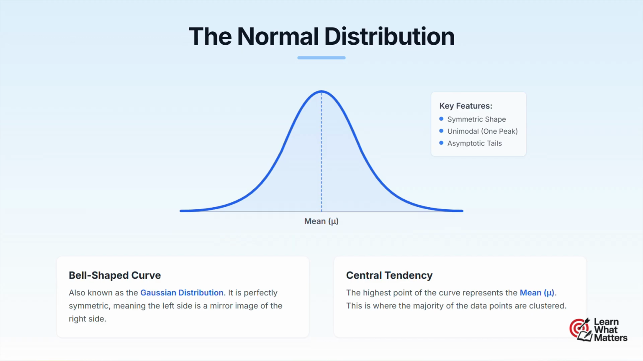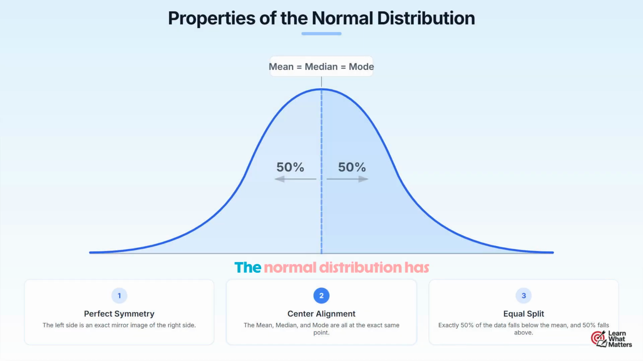Why does this matter? Because tons of real-world phenomena follow this pattern. Heights, test scores, measurement errors, manufacturing tolerances, even response times in customer service. When you see the shape in your data, you immediately know most values are near the center, extremes are rare, and the distribution is balanced. That predictability lets you make confident decisions. Wait, don't get scared. Trust me, complete this video. You will master distribution. The normal distribution has 3 specific properties that make it incredibly powerful for analysis.